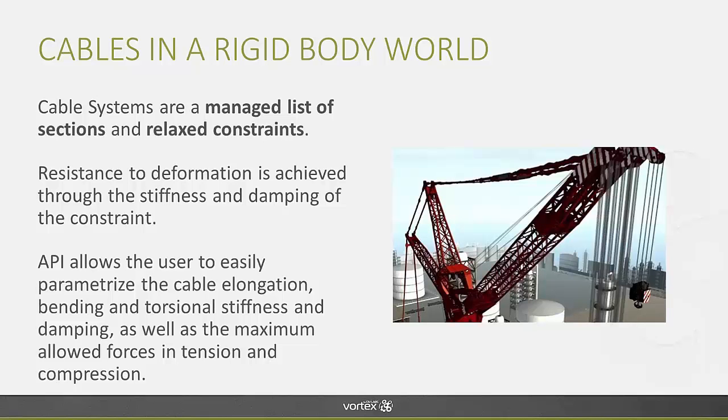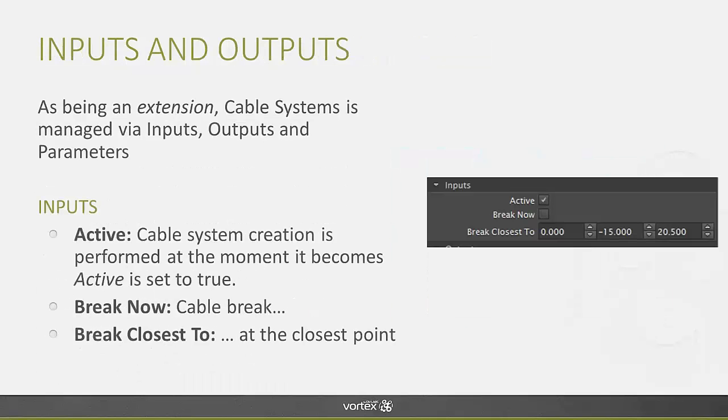We have an API that allows the user to easily parameterize various factors such as elongation, bending and torsional stiffness, damping, maximum allowed force and tension compression, and so on. All of these are set to match engineering parameters for ease of use. The cable system is located in the main Vortex toolbar under the icon cable. Once a cable extension is added to the Vortex scene or the Vortex mechanism, a property panel appears on the right side of the screen. Being an extension, cable system is managed via inputs, outputs, and parameters.